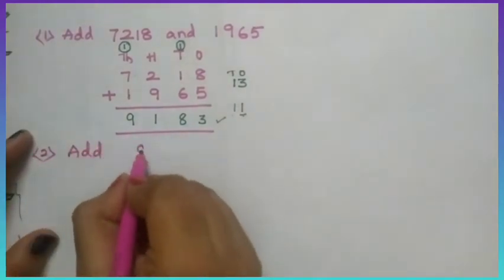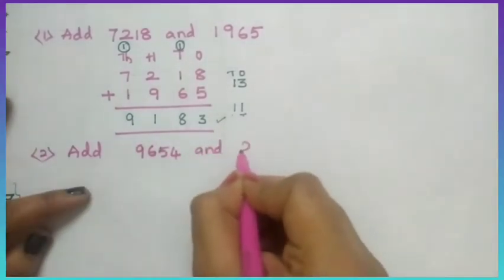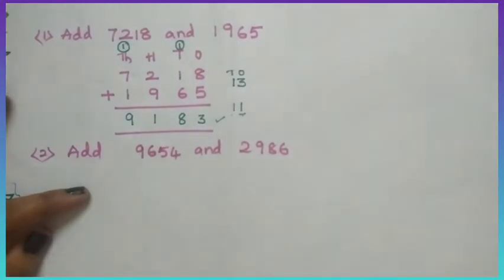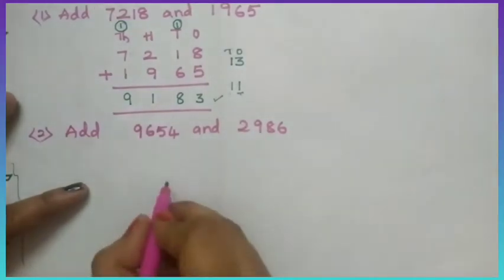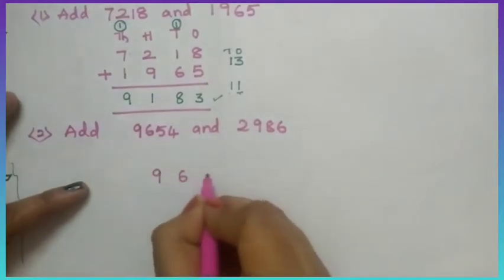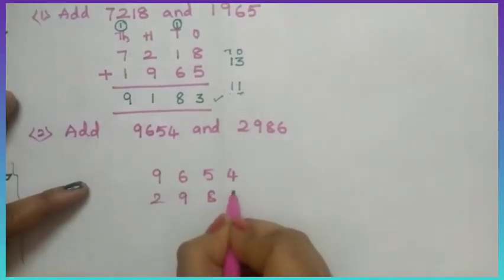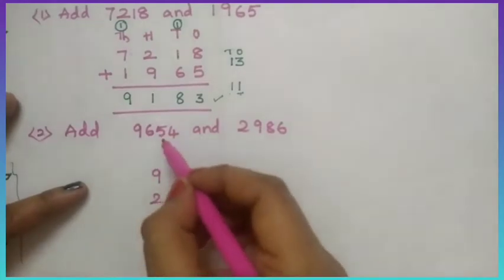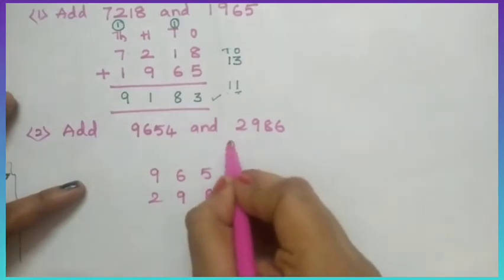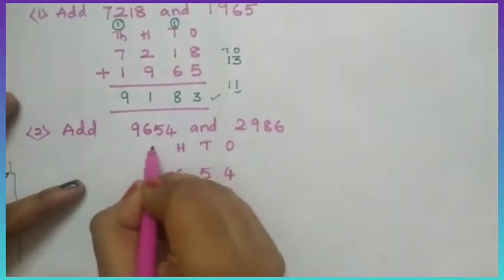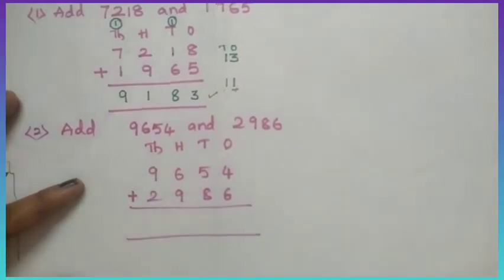Add 9654 and 2986. First, what is our first rule? Yes, we have to arrange these numbers in columns. 9, 6, 5, 4, 2, 9, 8, 6. Always we have to write ones place under ones place only. Ones, tens, hundreds, thousands. This is the addition symbol.